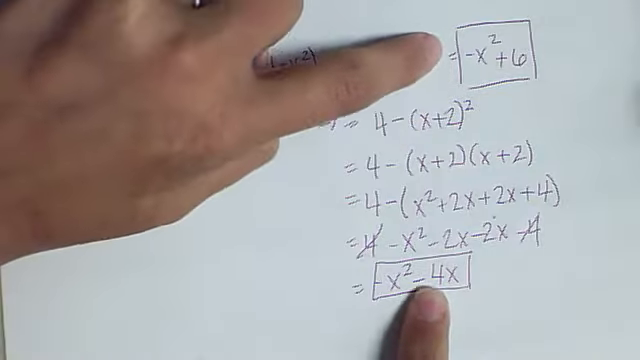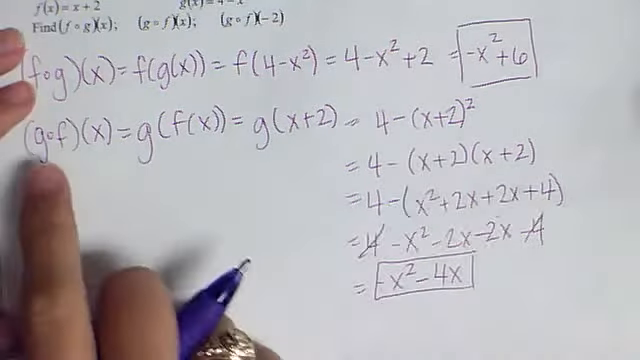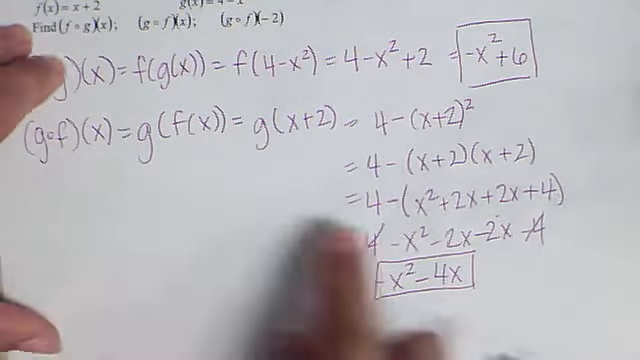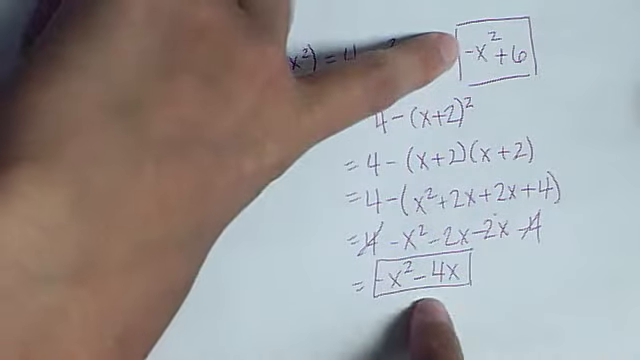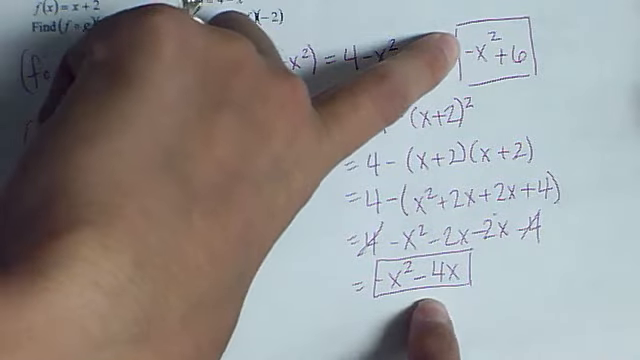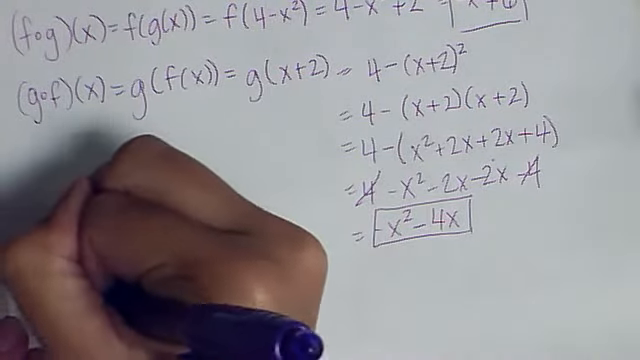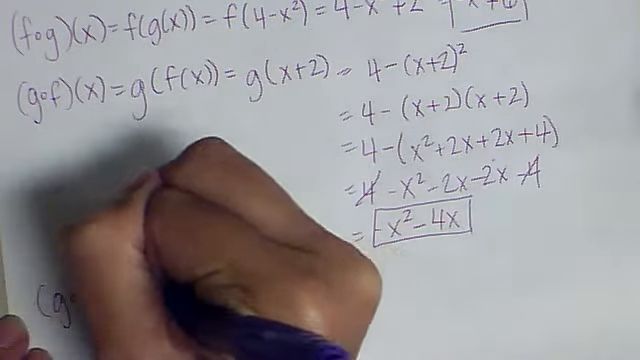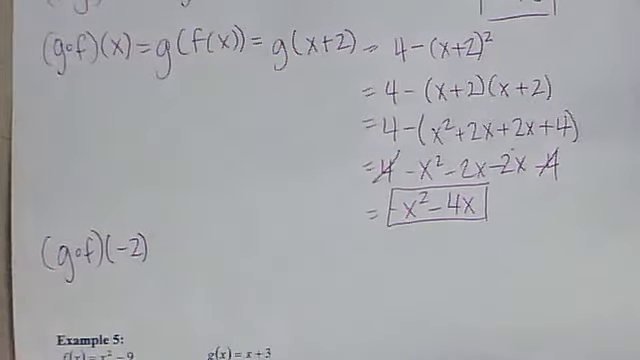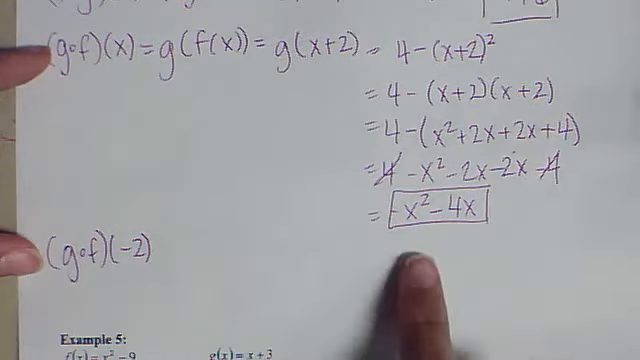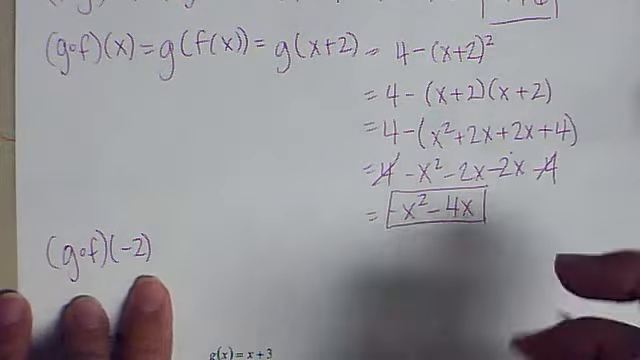Hopefully you're seeing that these two are not the same, even though this is f composed with g and g composed with f. Many times these two things will not be the same. If they are, it's an inverse, which we'll talk about more later next week. The last thing on this example is to find g of f of negative 2. Just like we did on the other side, we've already found g of f of x right here. So now we can just plug in the negative 2.